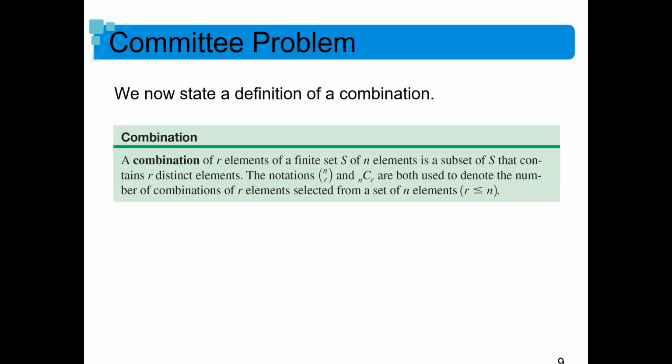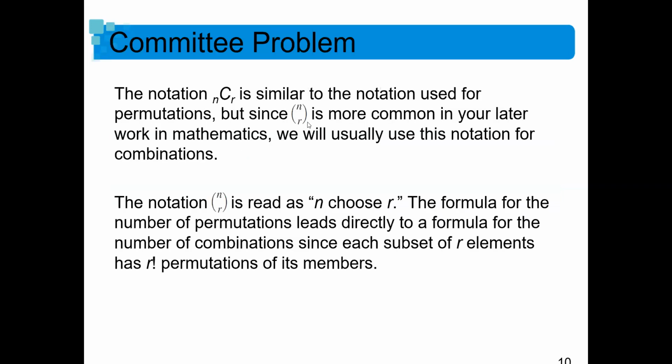So we now have a definition for a combination. A combination of r elements of a finite set S of n elements is a subset of S that contains r distinct elements. The notations that we use are C(n, r) and the notation that looks like a matrix, a parenthesis with n at the top and r at the bottom. It is more common in our later work in mathematics, so we will use that notation. The notation is read as n choose r.